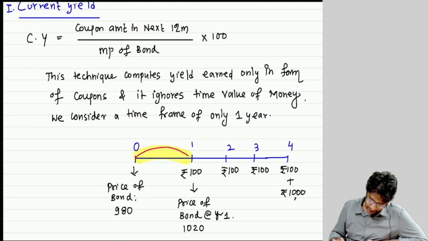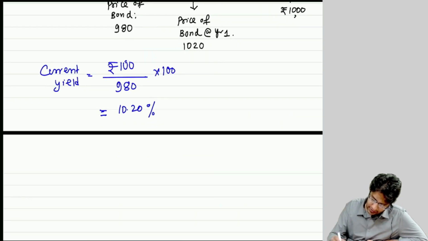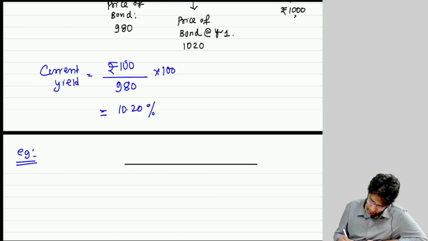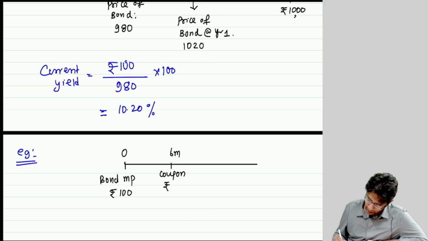So guys, this is that. Next, in this only, another example, watch this. Zero. Bond market price today, let's say, is 100. At 6 months time, it pays a coupon of, let's say, 8 rupees. At 12 months time, it pays again a coupon of 8 rupees. And life is, it goes on.